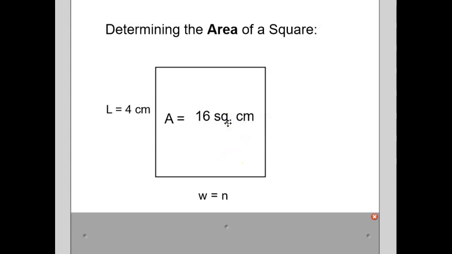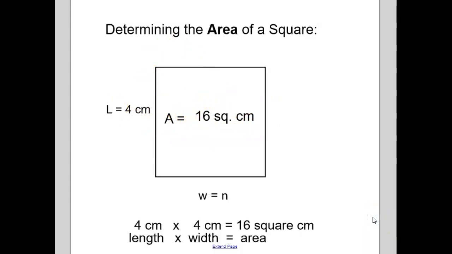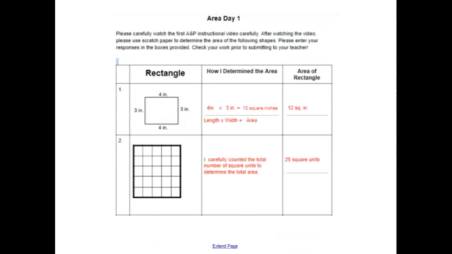Precisely. The area of this square was 16 square centimeters because 4 times 4 equals 16 square centimeters. Yes, the length was 4 centimeters. The width was also 4 centimeters because it's a square. So the total area was 16 square centimeters.